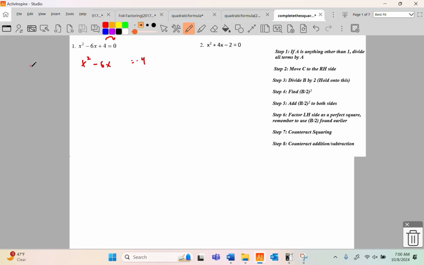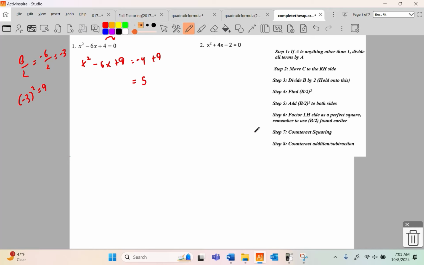Now what we're going to do is take half of b. You're going to find b over 2. So that's going to be negative 6 over 2, which is negative 3. At step 4, I'm going to square that negative 3, and I'm going to get 9. Now I'm at step 5. I add 9 to both sides to maintain balance. On the right-hand side, I have a negative 4 plus 9, which is 5.